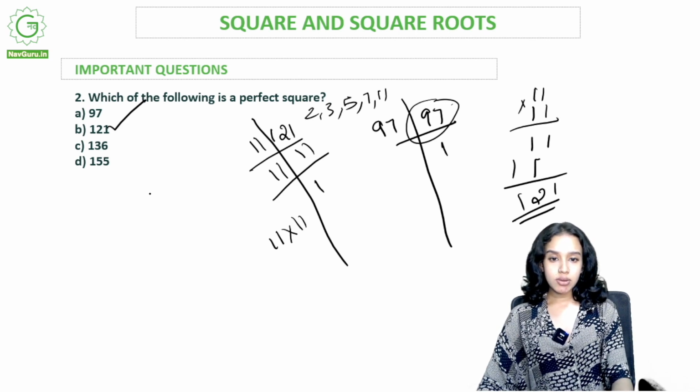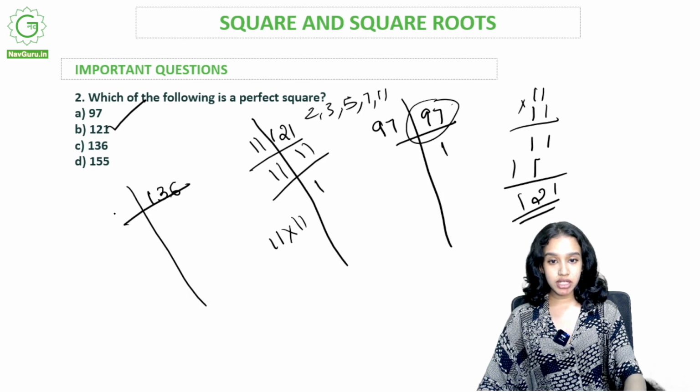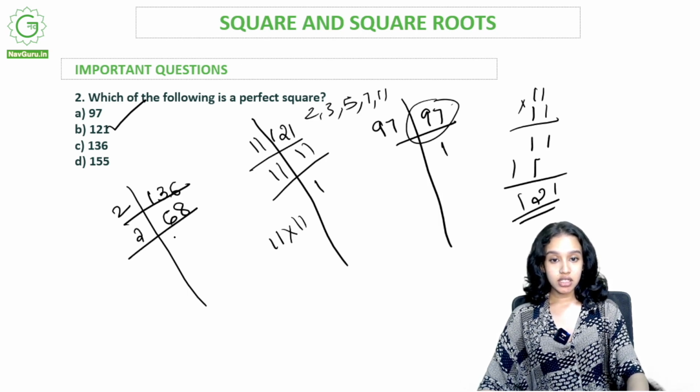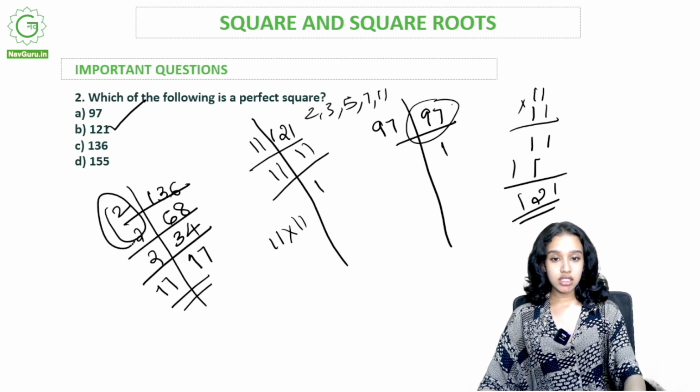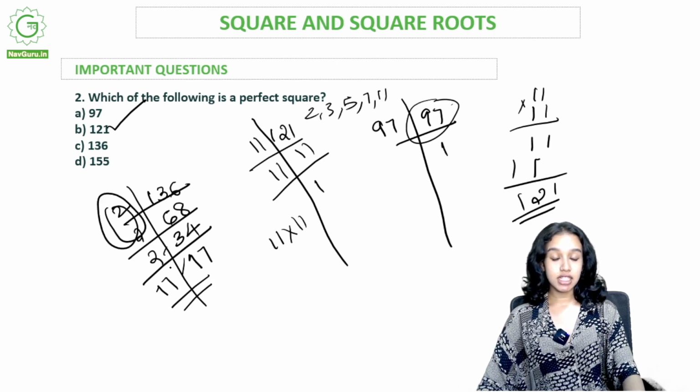Now we could actually see what happens if we do it for 136. It's divisible by 2. So 6 twos are 12, 8 twos are 16. Again by 2. 3 twos are 6, 4 twos are 8. 2 again. 1 two is 2. 7 twos are 14. Now 17 is a prime number. So 17 goes here. Now this is a pair, but what about this? It's not a pair, so it's not a perfect square.